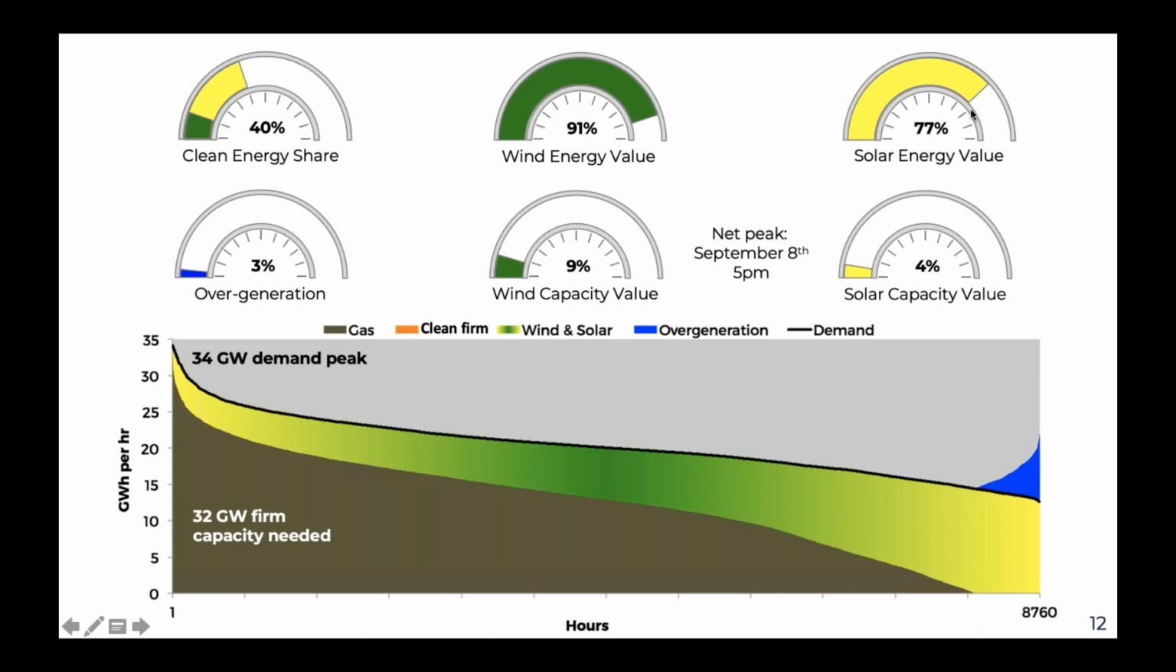And that means that in essence, for the next wind facility that we add, 91% of its generation will displace gas and 9% will occur during periods when we already have overgeneration. And for solar, that means 77% of the generation from the next megawatt we deploy will displace natural gas, and 23% will occur during this concentrated period when we already have overgeneration.